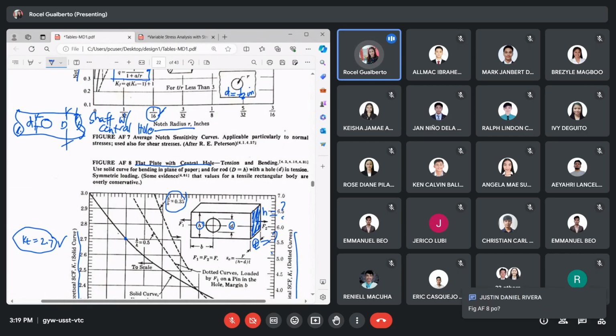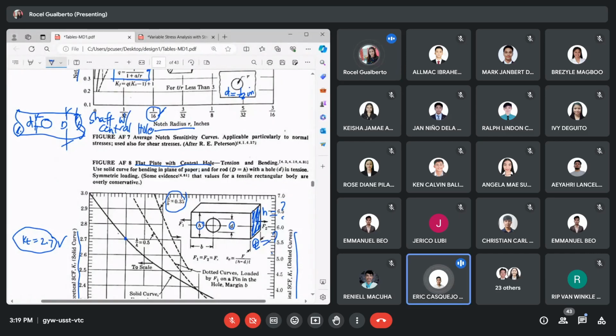And which one can we use? AF8 up to AF14. Which one can be used? Anyone? According to Justin, it would be AF18. The others, which one can we use? AF13, ma'am. AF13. Okay, let's check. The choices are only AF8 and AF13.